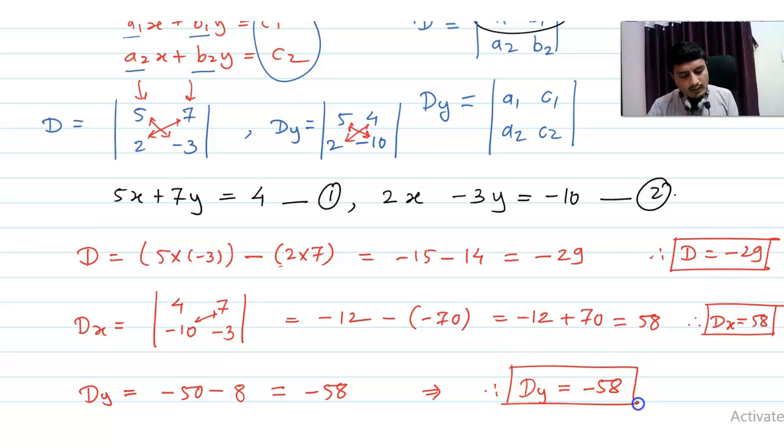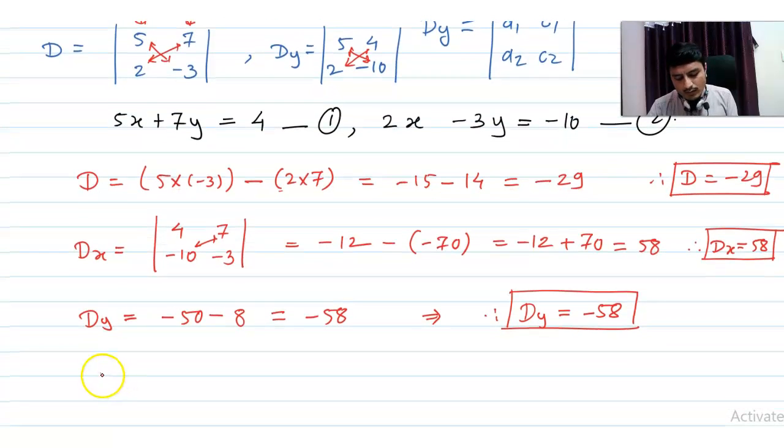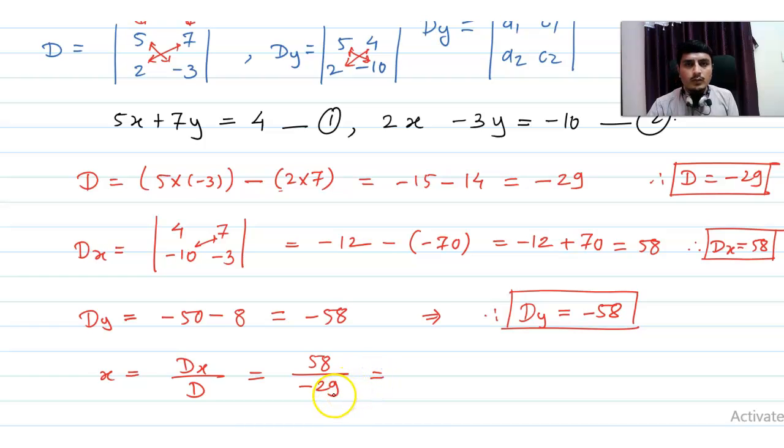Now to evaluate the value of x as per Cramer's rule, we have the formulation Dx divided by D. Value of Dx we are having 58, while value of D we have minus of 29. We well know now 29 2s are 58, plus minus we are getting minus of 2. So the value of x we are having minus of 2.